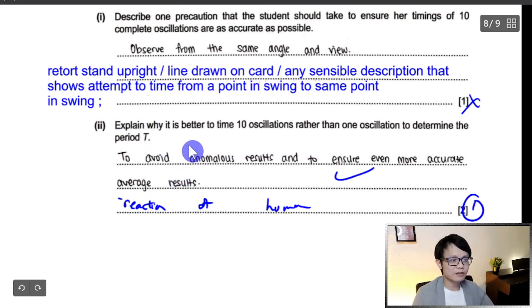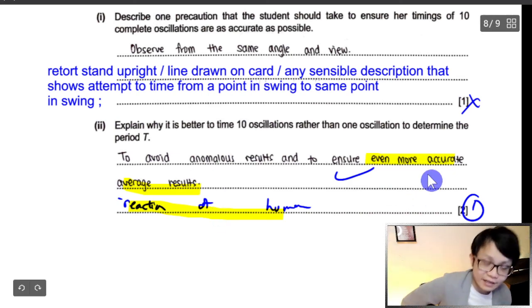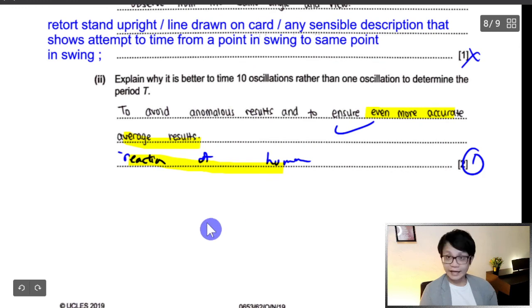Okay. Explain why it is better to take 10. Of course you want to take 10 to avoid anomalous results. Okay, to ensure more accurate. If you take 100 even better. I cannot take 100, but it will be more accurate. And one more thing you can say is anything related to human reaction time. Because human error, human reactions, difficult to start, difficult to stop, anything related to human reaction, so you get 1 mark. So the student only mentioned 1, so the student only gets 1 mark.